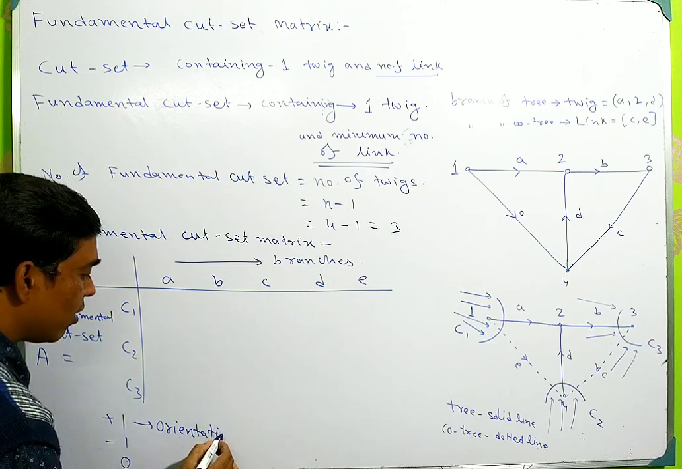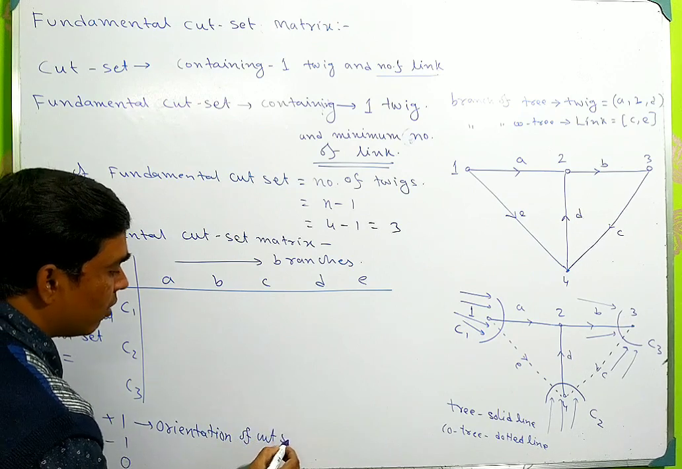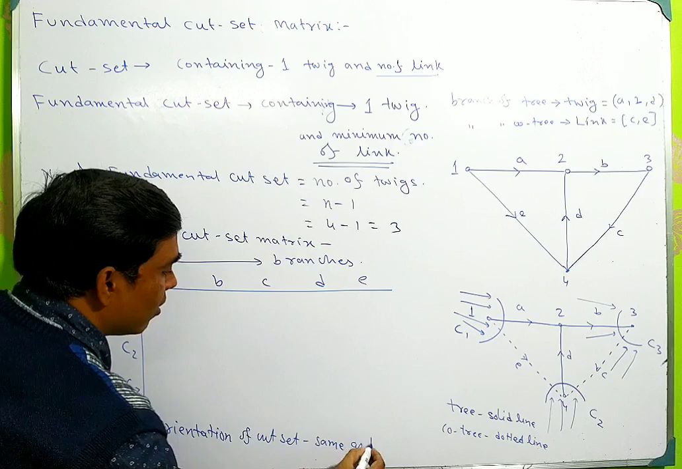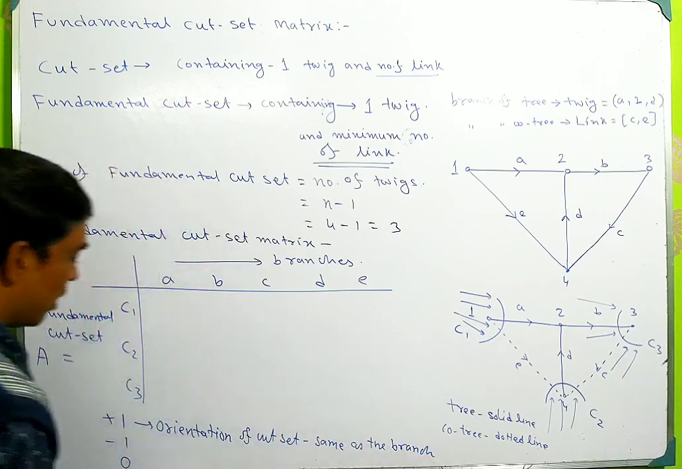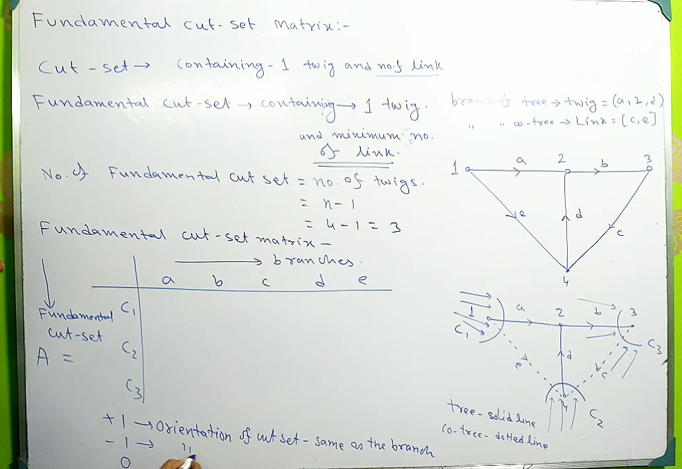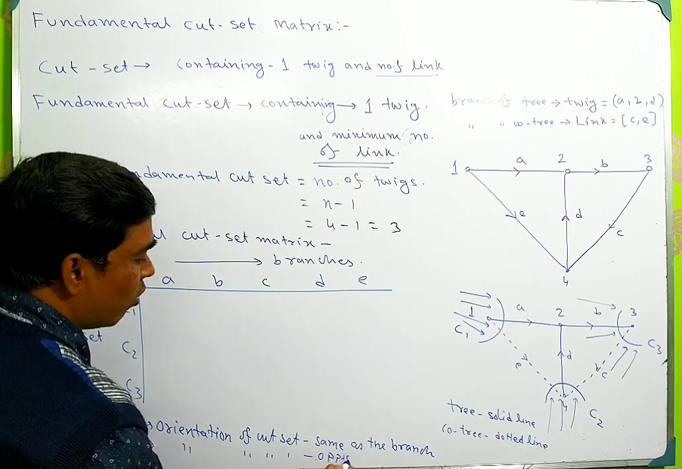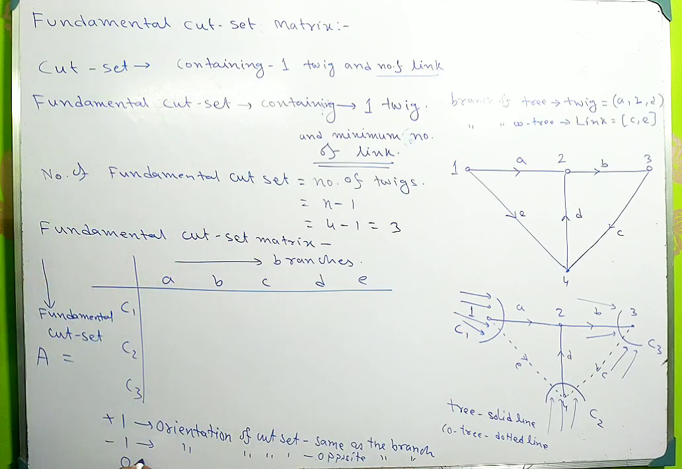is the same as the branches. Okay, and -1 means the orientation of the cut set is opposite to the branches, and if there is no contact, then it will be 0.